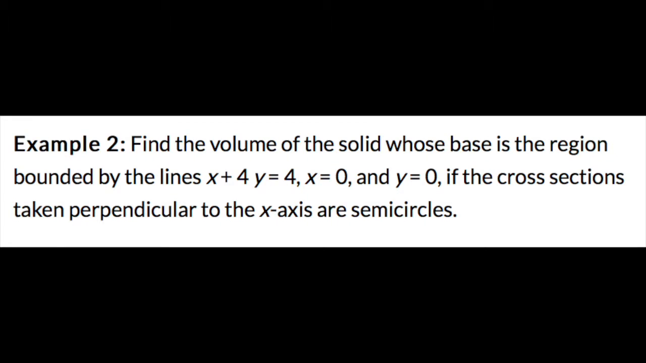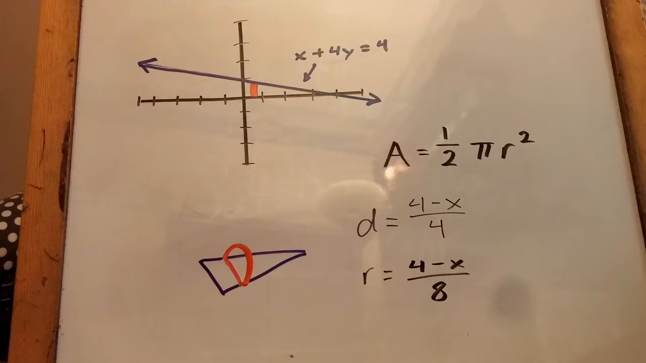So for our next problem, the problem reads: find the volume of the solid whose base is the region bounded by the lines x plus 4y equals 4, x equals 0, and y equals 0 if the cross sections taken perpendicular to the x-axis are semicircles. Now, first things first, we have to remember that because the cross sections are semicircles perpendicular to the x-axis, the area of each cross section should be expressed as a function of x.